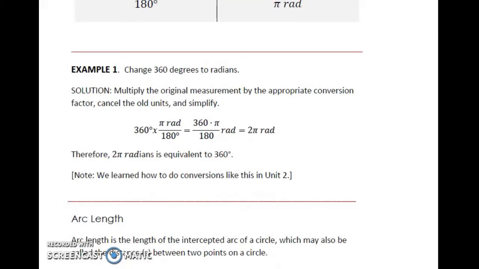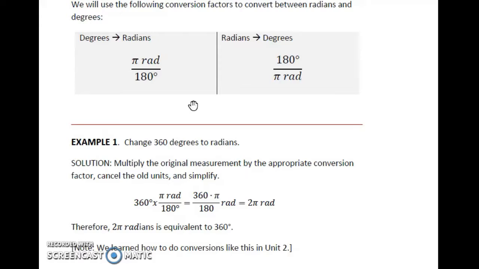In example 1, we want to change 360 degrees to radians. Since we're going from degrees to radians, we'll use the conversion factor for degrees to radians, pi radians to 180 degrees. We'll take the original measurement of 360 degrees and multiply by this conversion factor, pi radians over 180 degrees. Notice that by setting this up this way, we can cancel the degree units here and be left with radians. So we'll have 360 times pi divided by 180 radians, which, reducing this, comes out to 2 pi radians. Of course, it's 360 degrees, so as we saw earlier, it should be 2 pi radians. Now we know how to find it by computation.